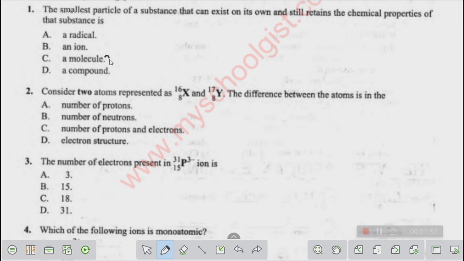Molecule. So our answer here is what? Molecule, because a molecule is the smallest particle of a substance that can exist on its own and still retains the chemical properties of that substance. So the answer is what? Molecule. Now look at this question.